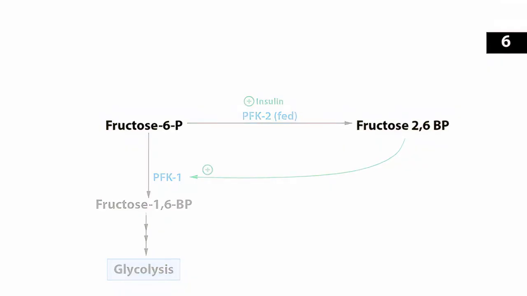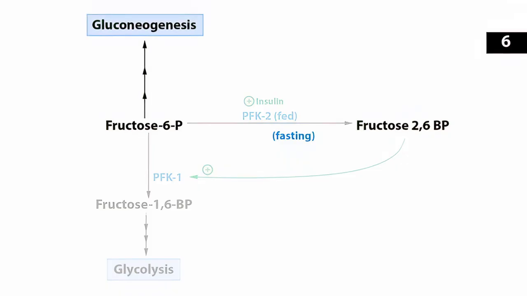Now contrast this to the fasting state. When you're fasting and blood glucose levels are low, you don't want to stimulate glycolysis and break down glucose. You want the liver to synthesize glucose through gluconeogenesis. So in the fasting state, instead of releasing insulin, our bodies release glucagon. The actions of glucagon are the opposite of the actions of insulin in a lot of ways.